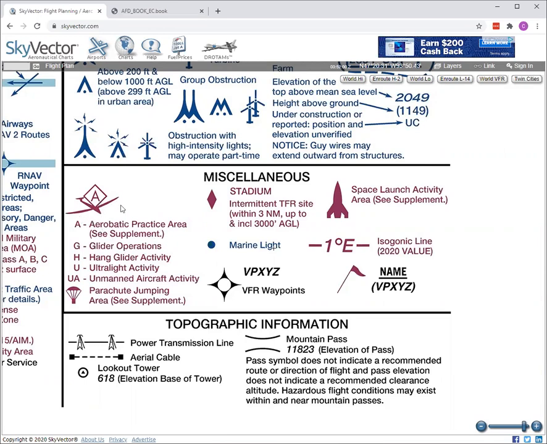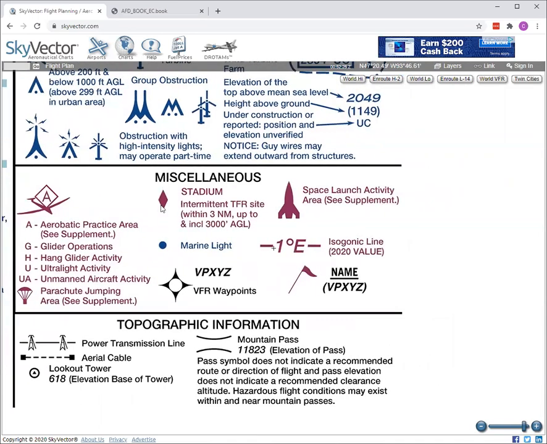The glider symbol doesn't necessarily mean glider operations, by the way. It means any of these. So if you see a glider, not necessarily glider operations. If you see a G, it does mean glider operations. H is for hang glider, U for ultralight, UA for unmanned aircraft, so drones. If you see a parachute, it means there are parachute jumpers around that airport.